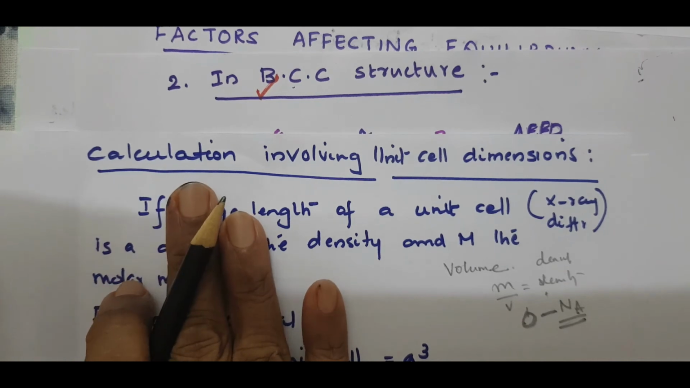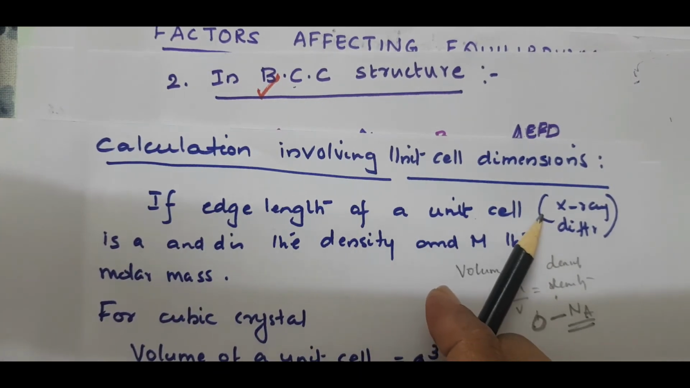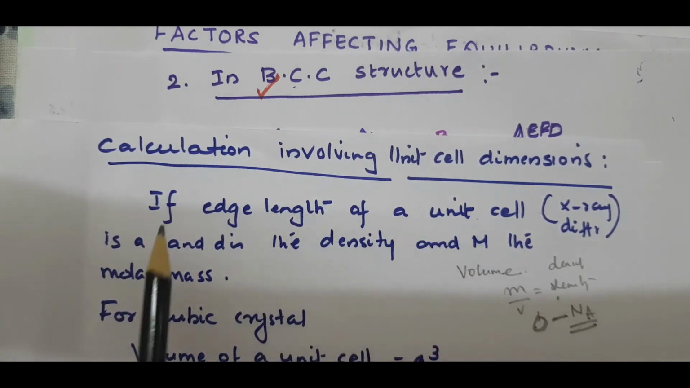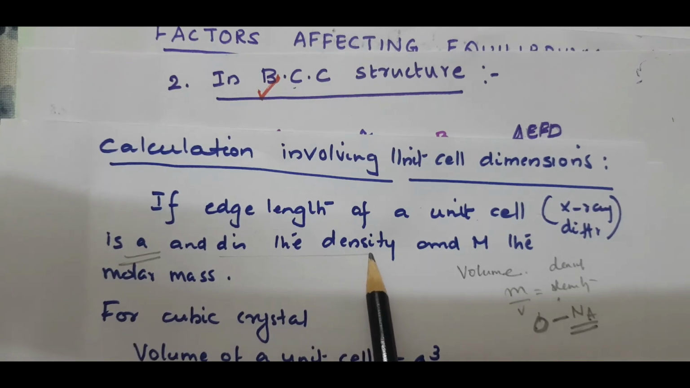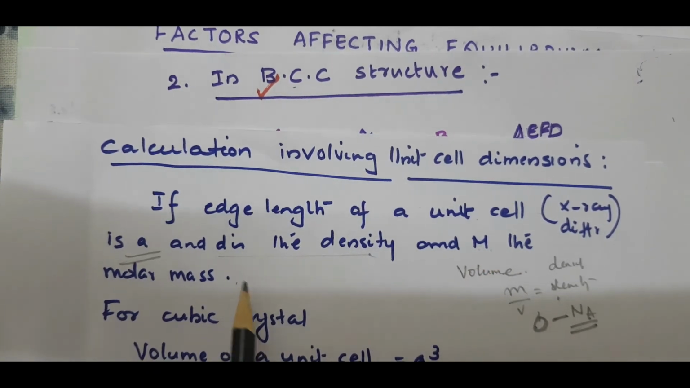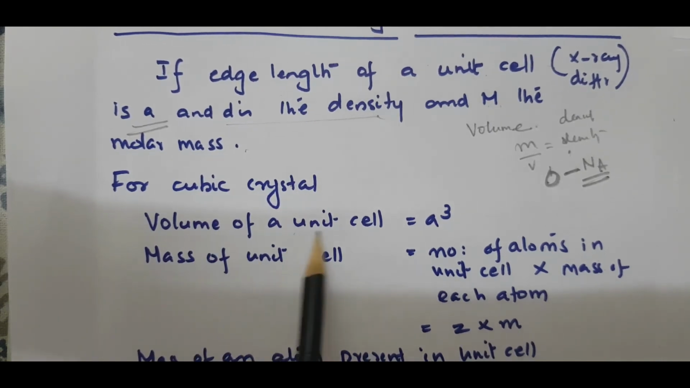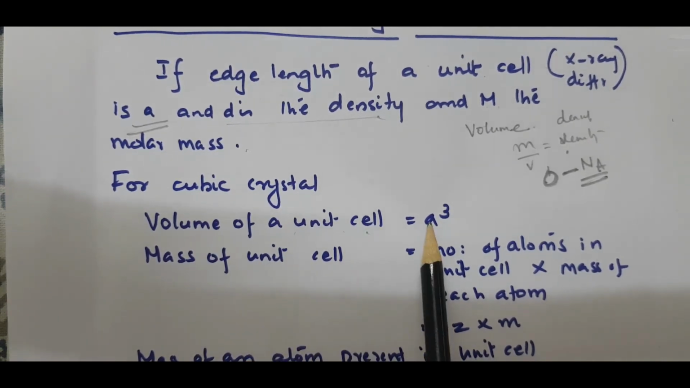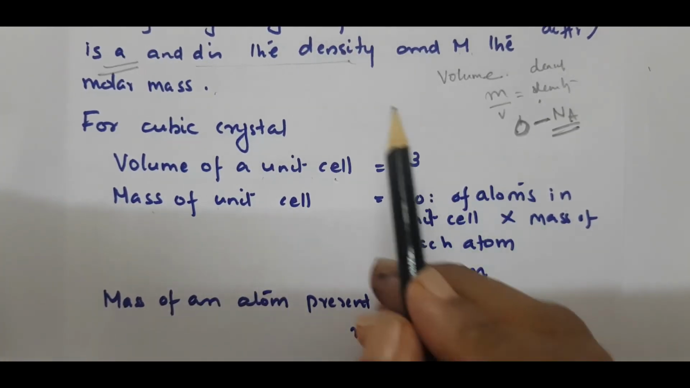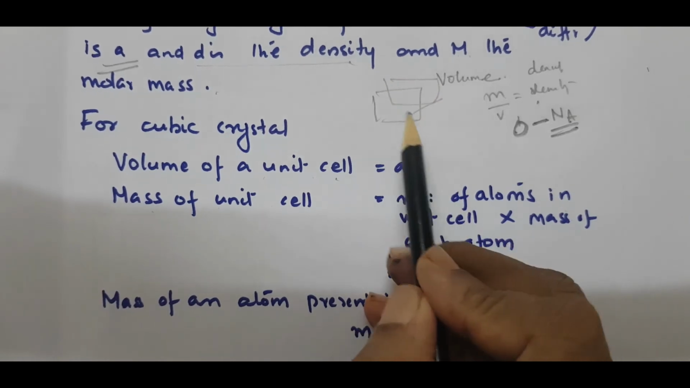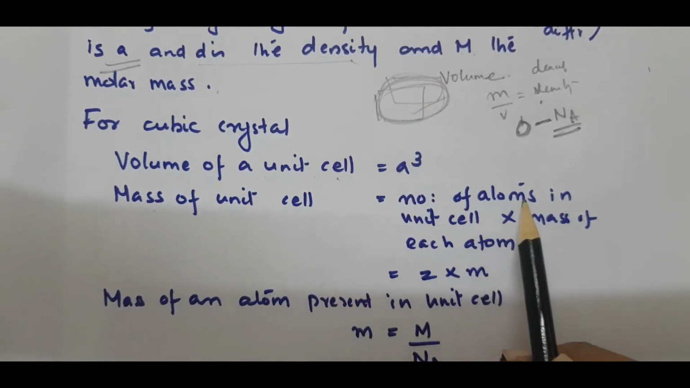So the calculation is, if the edge length of a unit cell by X-ray diffraction method is a, and if d is the density and capital M is the molar mass, for a cubic crystal the volume of a unit cell is a cube. You know that. Now, how will you calculate the mass of a unit cell? The mass of that complete unit cell is equal to the number of atoms in the unit cell.